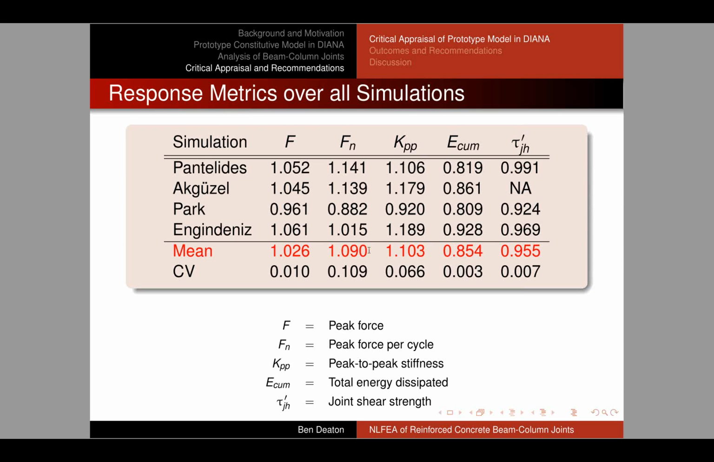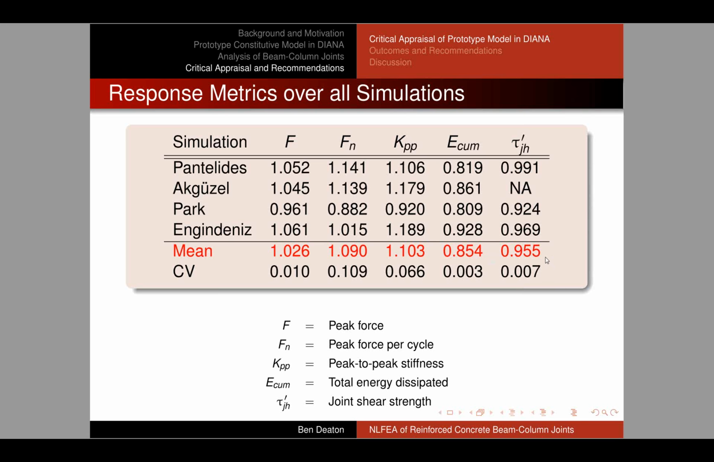In terms of peak-to-peak stiffness, the model tended to be slightly too stiff, and this metric is really dominated by the initial stiffness. But once we've accumulated a very minimal amount of damage, we see very good agreement with peak-to-peak stiffness. And we tend to slightly underestimate the cumulative energy dissipated in the system. And then finally, the joint shear response shows very good agreement, less than 5% difference with the experimental values.